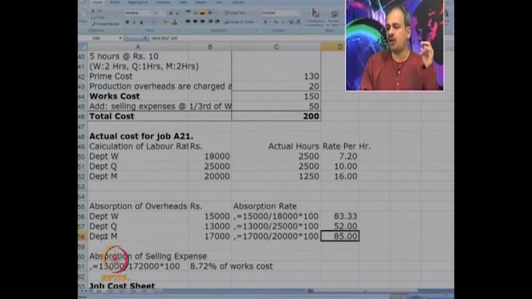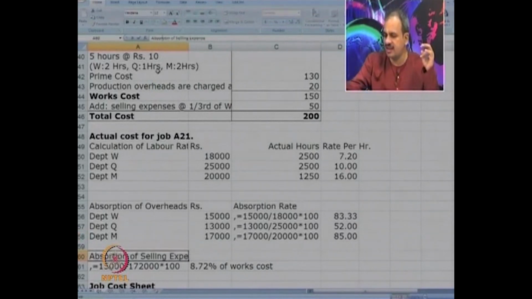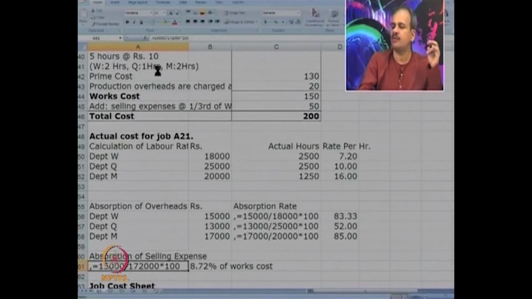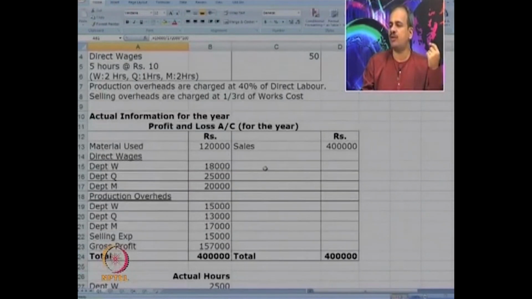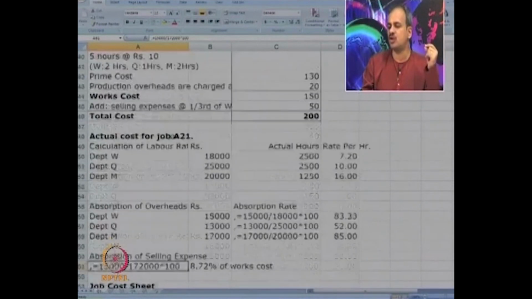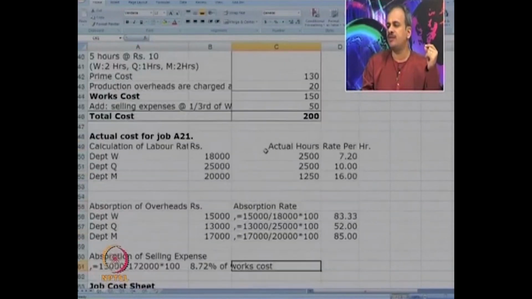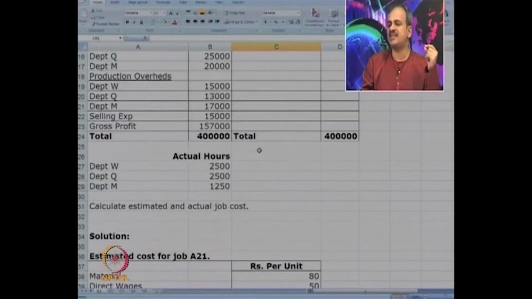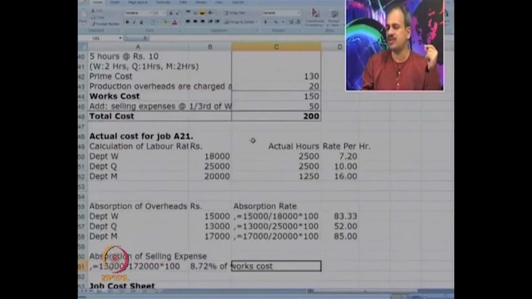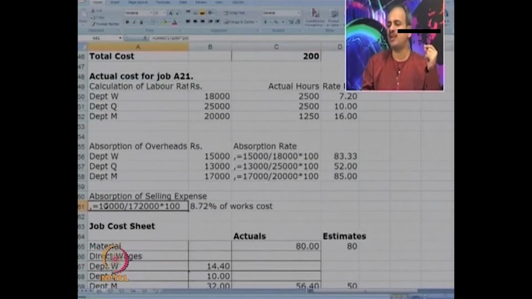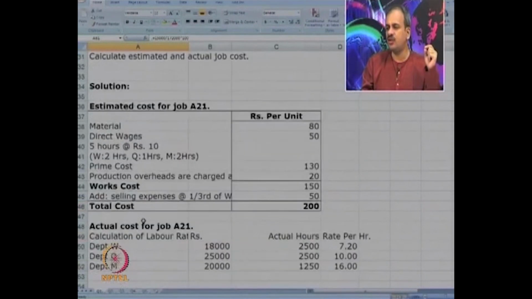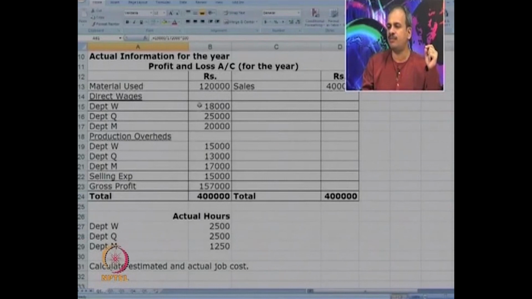In the same way, for absorption of selling expenses, you can see what rate is used. As per the estimate, the rate was very high. They were using 1/3 of works cost. Now here we have tried to make the actual estimate. If you go to the P&L account, you will realize that the works cost is 1,72,000. So 15,000 upon 1,72,000 becomes the actual selling expense rate. I think if 172 is not clear to you, you can look at the P&L account.